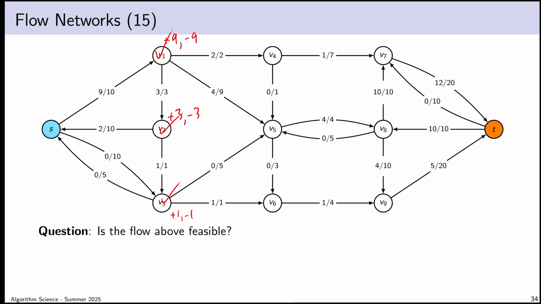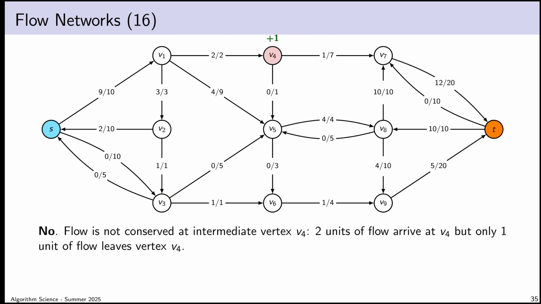at V3. In V4, 2 units enter, and then it looks like only 1 unit leaves. So at V4, there are other ways for flow to leave V4, but for some reason this assignment hasn't actually conserved flow at V4. So only 1 unit leaves when 2 units enter, which means conservation of flow does not hold at vertex V4, which means that the flow is not feasible. So because flow is not conserved at V4, the flow is not feasible.